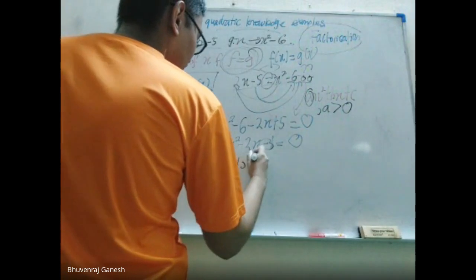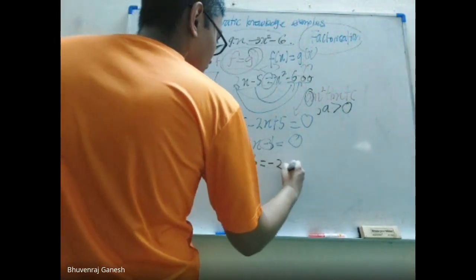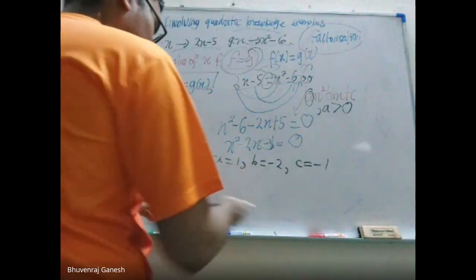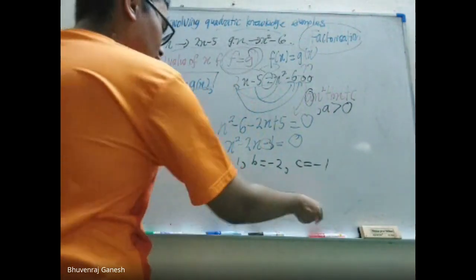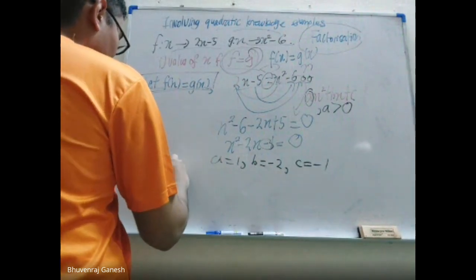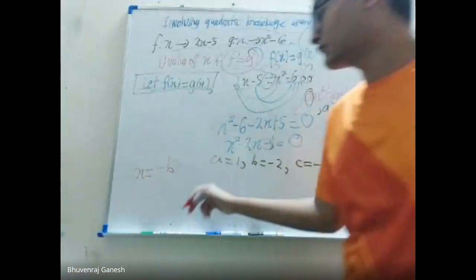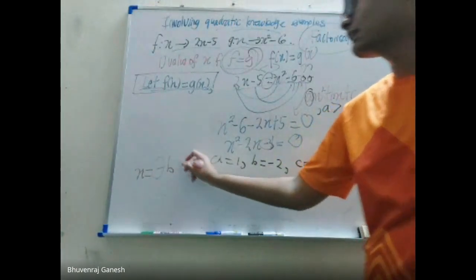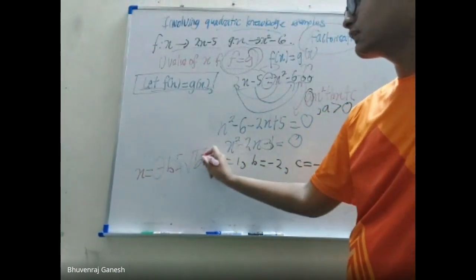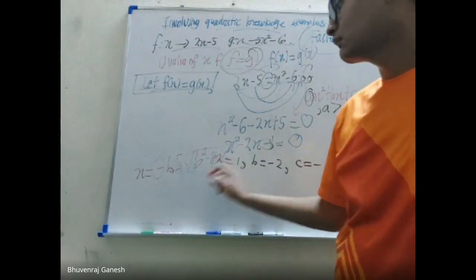So A is 1, B is negative 2, C is negative 1. So from here, you try to write down the formula, although it's given. So your formula goes like this. Remember this part, negative B, not just B, makes a difference. Plus minus square root B square minus 4AC over 2A.